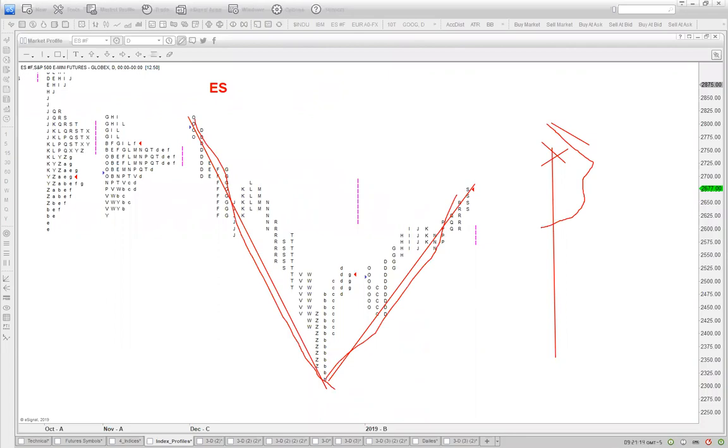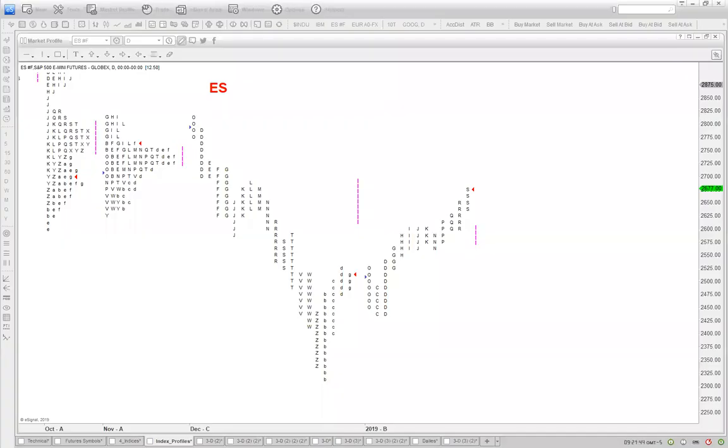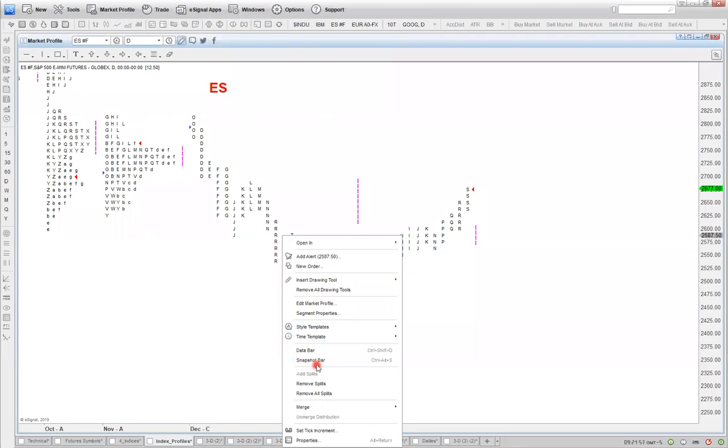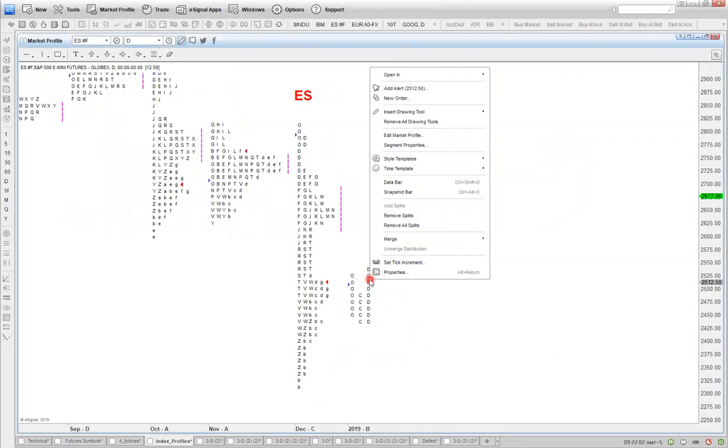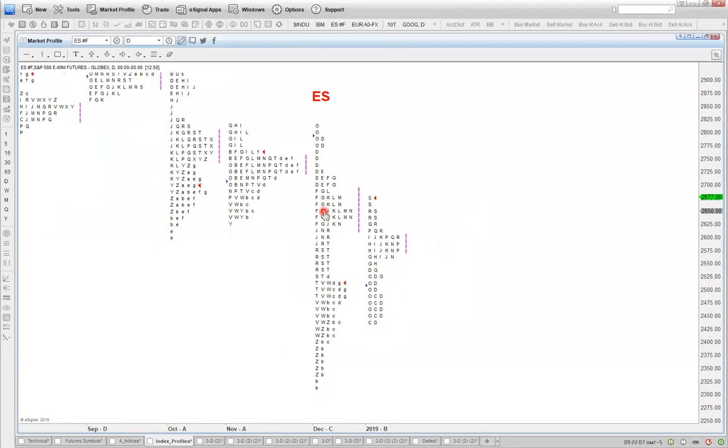So let me go back up here and get rid of some of the text here. So is this really the auction? So I'm going to go down here and I'm going to remove the splits again. And this is how the January and the December auction appear at this point in time.